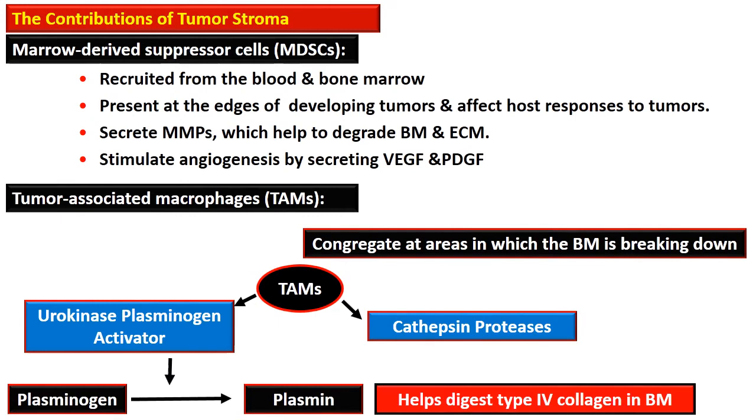The urokinase plasminogen activator converts the plasminogen into plasmin and helps digest the type 4 collagen that is present in basement membrane, while cathepsin proteases are secreted in response to interleukin 4 from the tumor cells, and they also are associated with the lysis of the basement membrane.